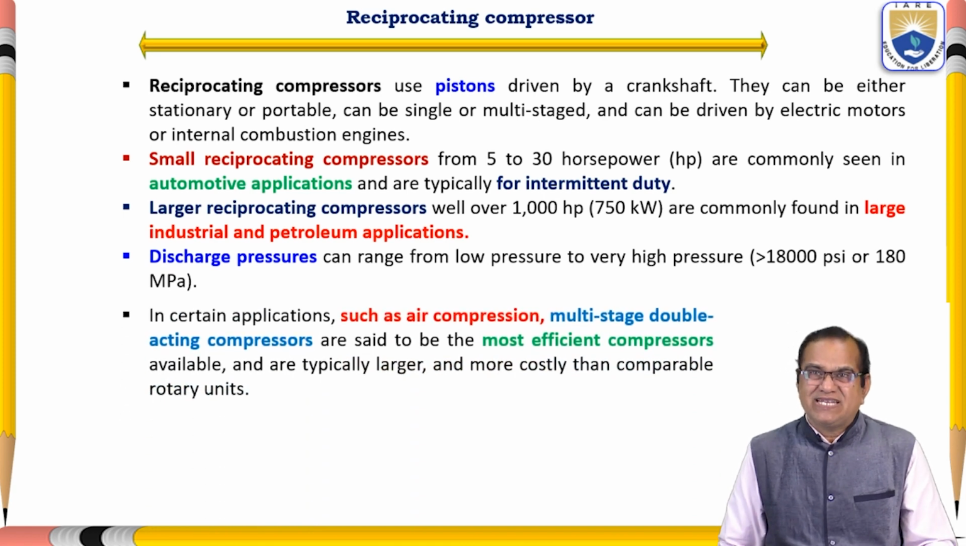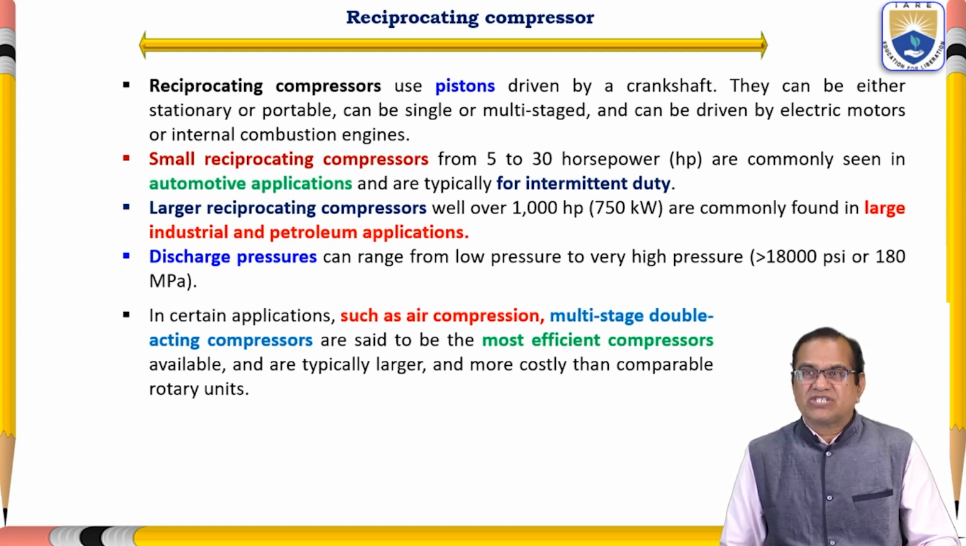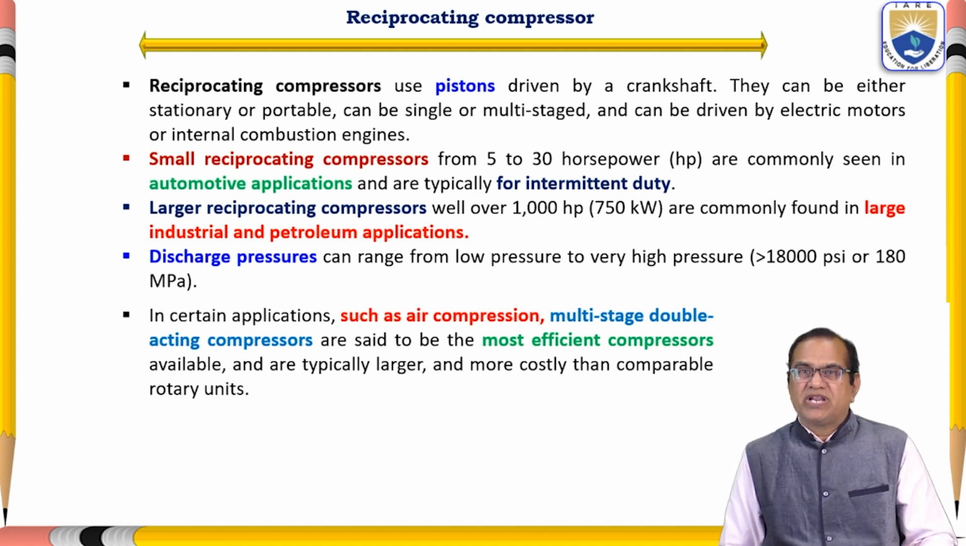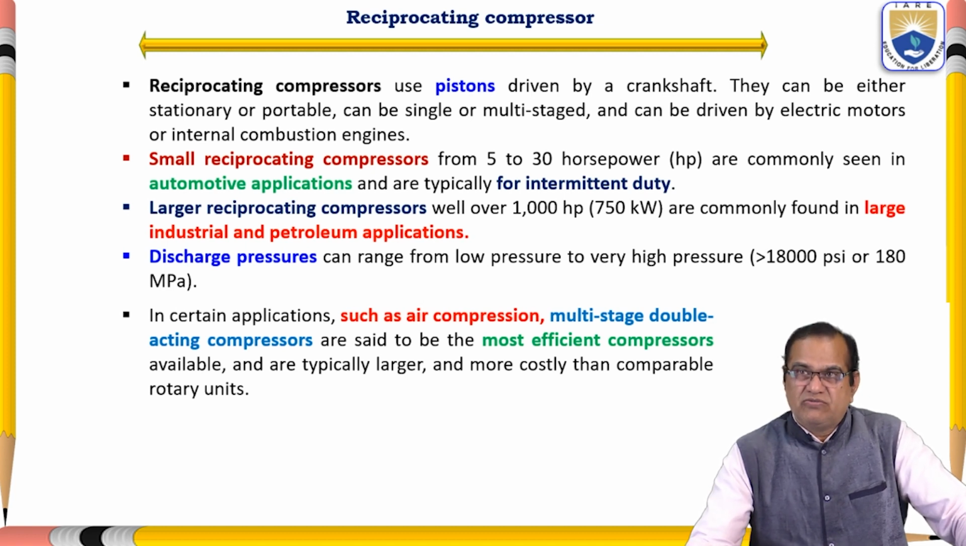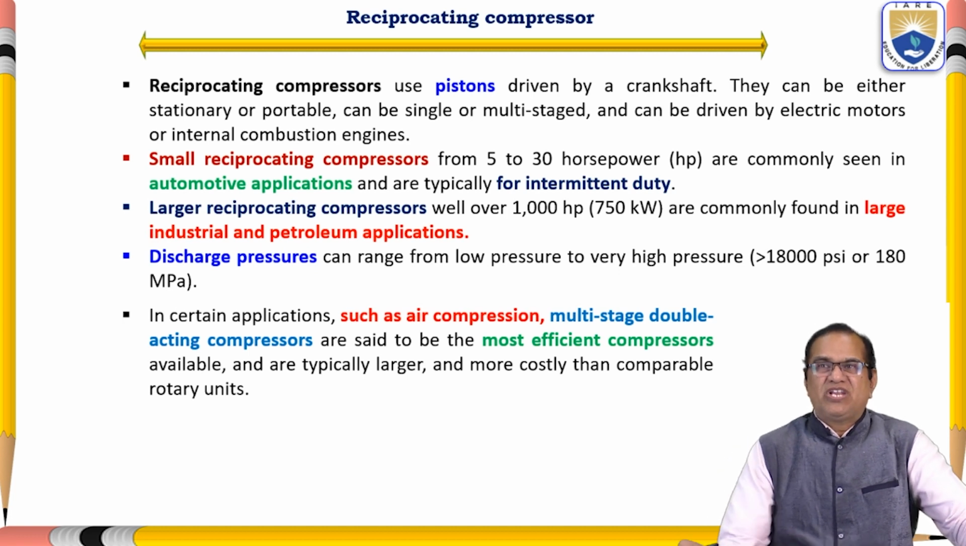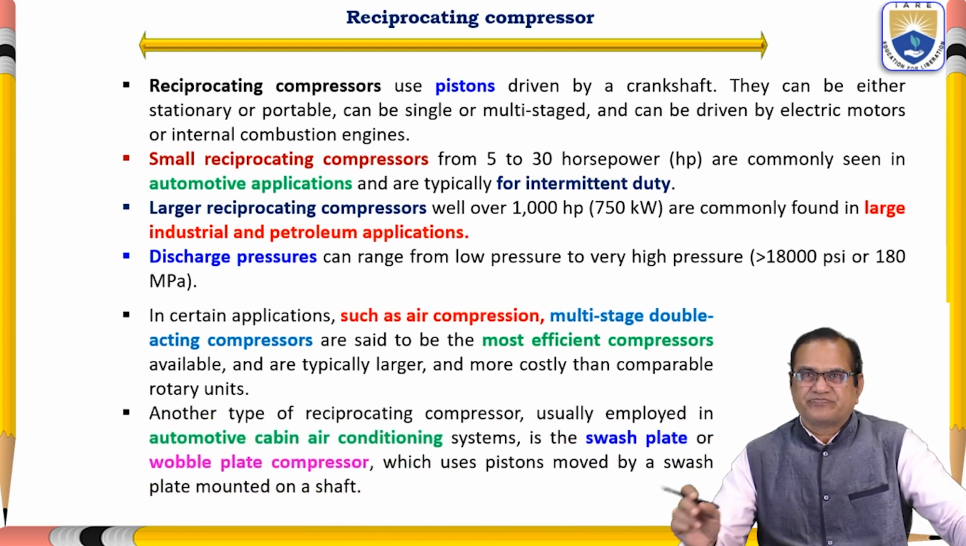In certain applications such as air compression, multi-stage double acting compressors are said to be the most efficient compressors available, and are typically larger and more costly than comparable rotary units. So these reciprocating compressors are very effective. We can get a very high compression ratio with multi-staging or double-acting compressors. They are the most efficient, but they are also very costly and the size is larger compared to the rotary units.